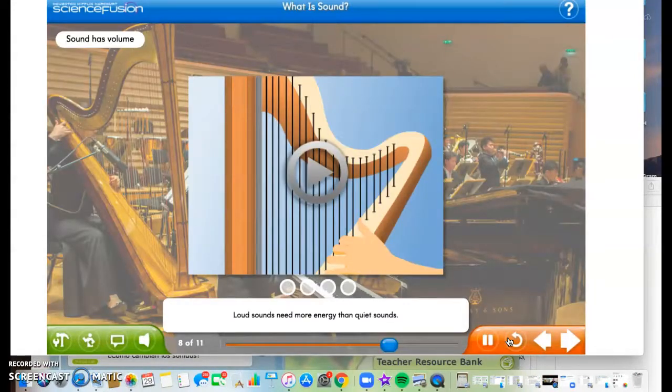Loud sounds need more energy than quiet sounds. Think about how a harp makes sound. The harpist plucks the strings. The strings move back and forth. Click play to learn more.